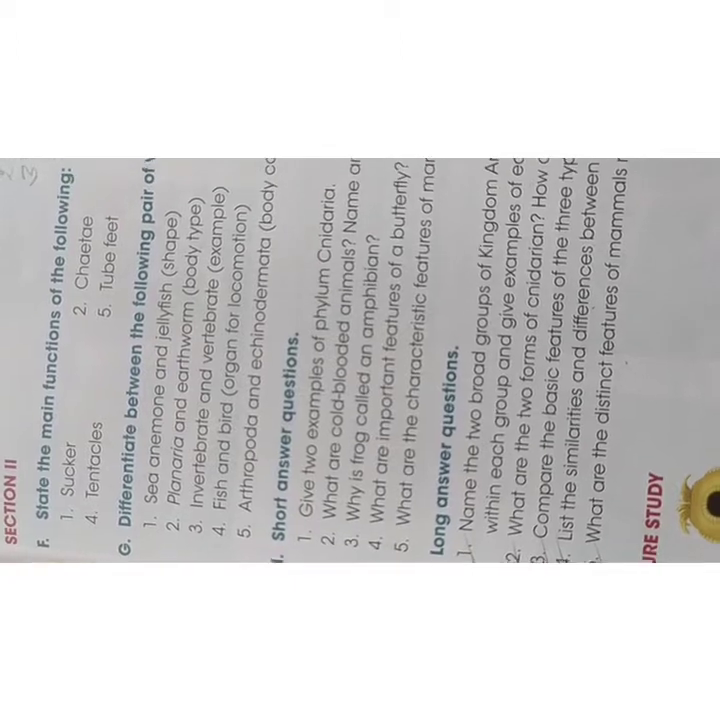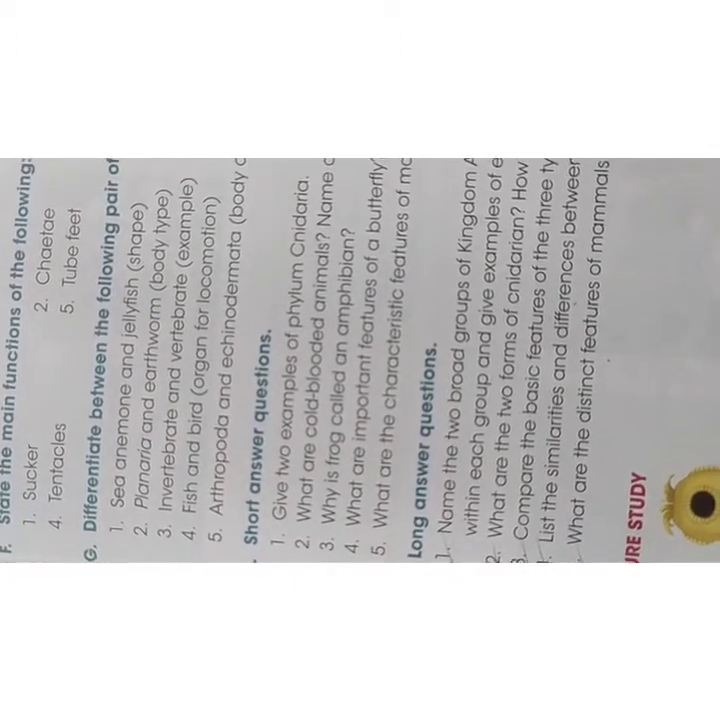The next question is number 4. What are important features of a butterfly? Butterfly means insect. So you can write, the important features of a butterfly are, their exoskeleton is made up of chitin and their body is divided into a head, thorax and abdomen.